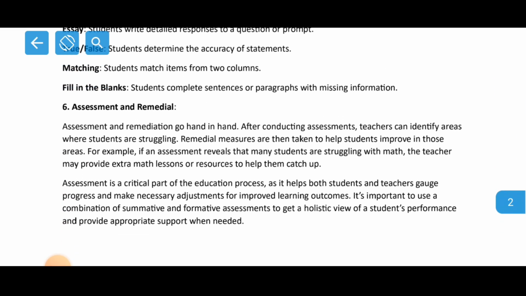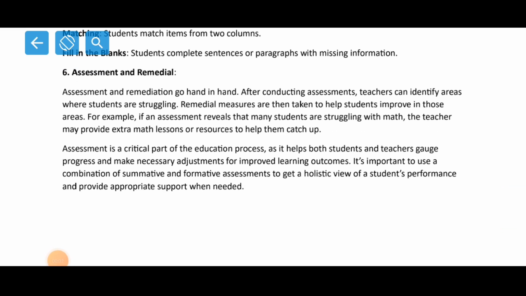Now let us see assessment and remedial. All right, so now let us see assessment and remedial. So we have already seen what assessment means. Assessment means assessing or finding out what are the shortcomings, what are the areas of improvement, right? And remedial means to do it again, right? Assessment and remedial go hand in hand, which means they both are correlated. They go hand in hand with one another.